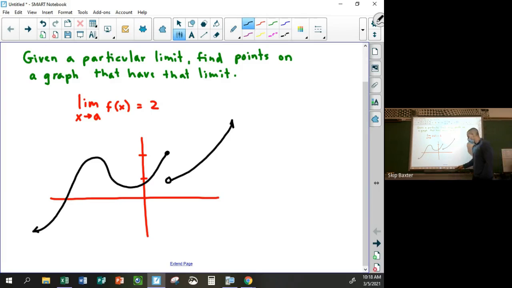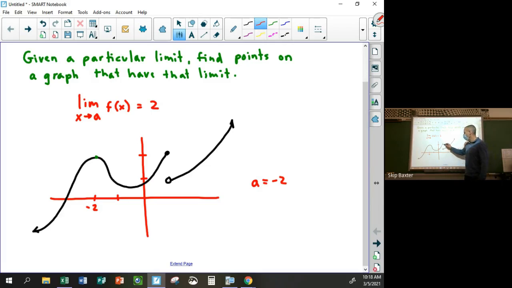Well, it would definitely be true at whatever this point is, right? So maybe this x value is -2. So this would definitely be true for a equals -2, right? Because that's a completely continuous section of the graph, and the limit and the y value are just the same. And since the y value is 2 at that point, the limit is 2 at that point. Does that make sense?